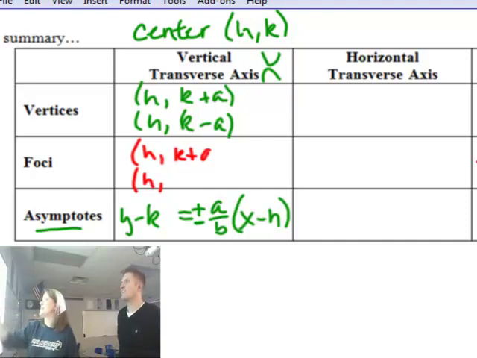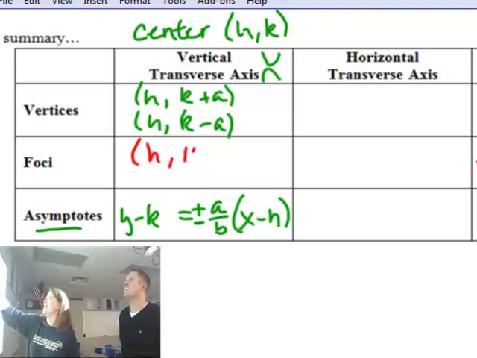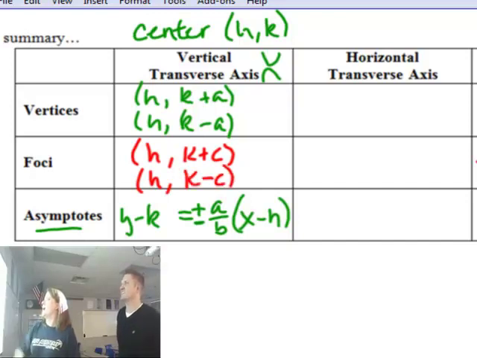You said C, and I promptly did not write C. No worries. I was too busy trying to make sure my K looked like a K. There you go. That's all right.